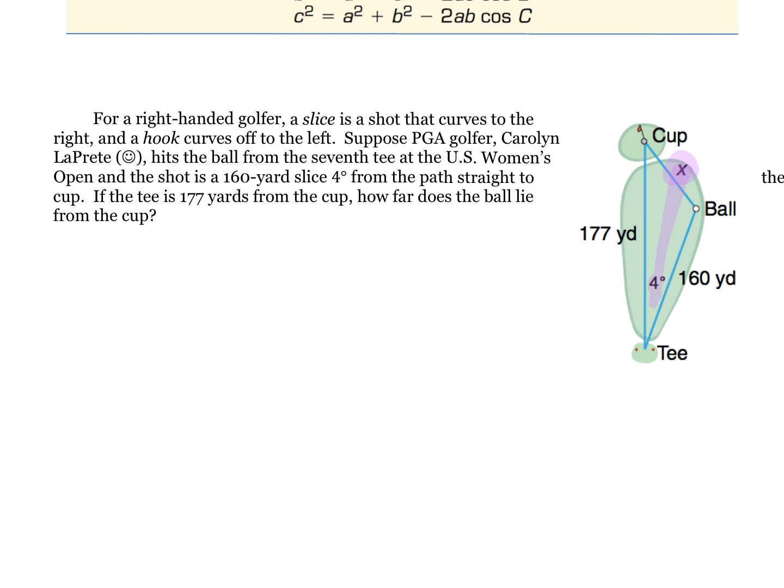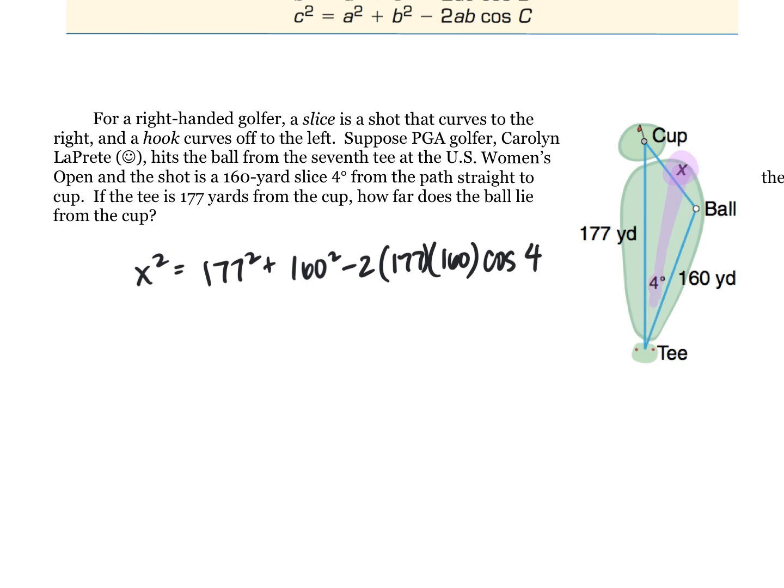So we're going to say, all right, x squared is what squared plus what squared? It's just take the other two sides and square them. What are my other two sides of my triangle? 177 squared and 160 squared. Then it's minus 2 times those same sides, 177 and 160. Law of cosines has to involve the cosine of the angle across from the side that we're looking for. We're looking for this side, so we're going to use angle 4 degrees, right?